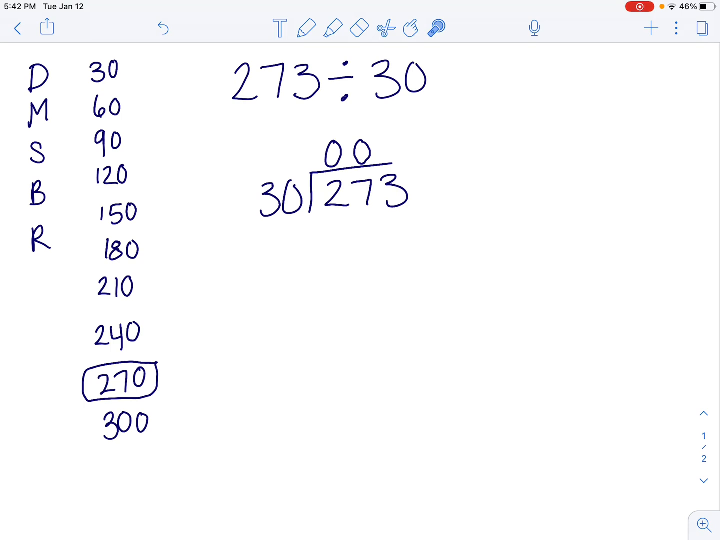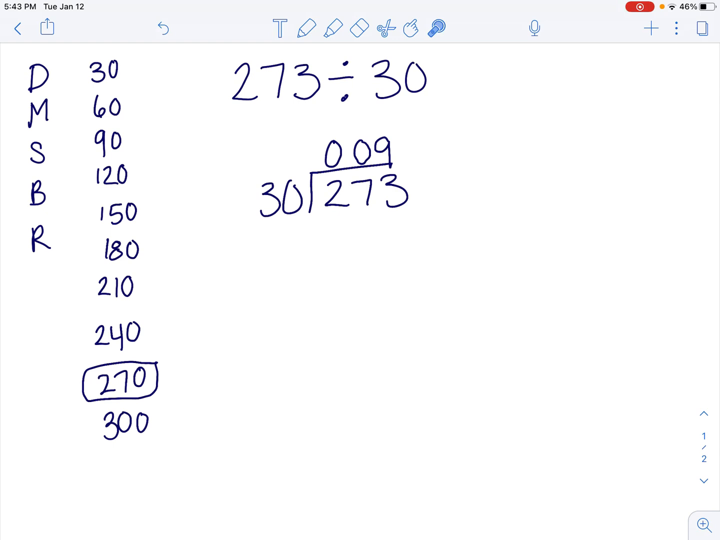And I'm going to think to myself, well, what is that? 30 times what? This is 30 times 1, 2, 3, 4, 5, 6, 7, 8, 9. 30 times 9 equals 270. So keeping that in mind, I return back to our problem. We're saying 30 times what gets us close to 273 without going over? And we said 30 times 9.